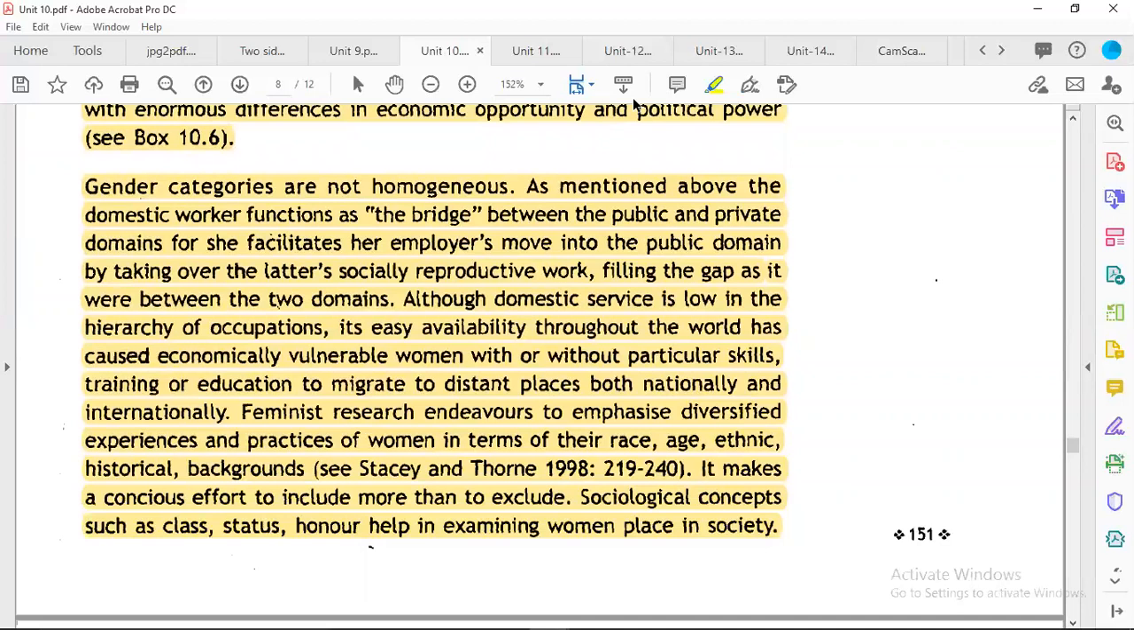Although domestic service is low in the hierarchy of occupations, its easy availability throughout the world has caused economically vulnerable women with or without particular skills, training, or education to migrate to distant places, both nationally and internationally. Feminist researchers endeavor to emphasize diversified experiences and practices of women in terms of their race, age, ethnic, historical backgrounds.